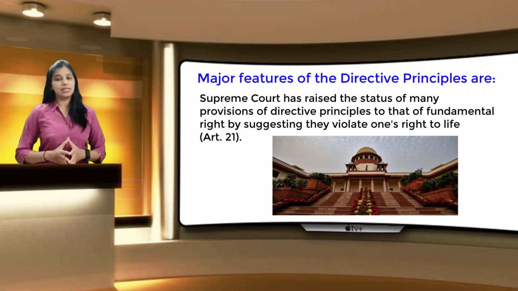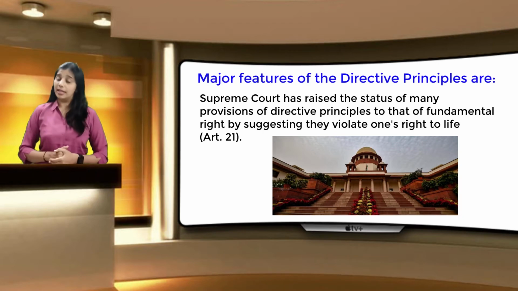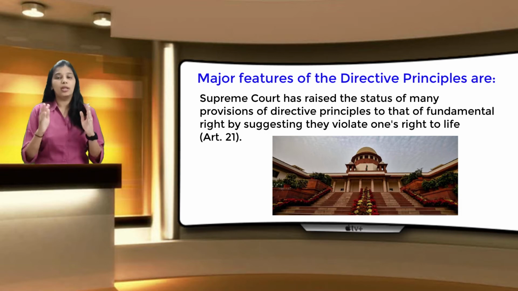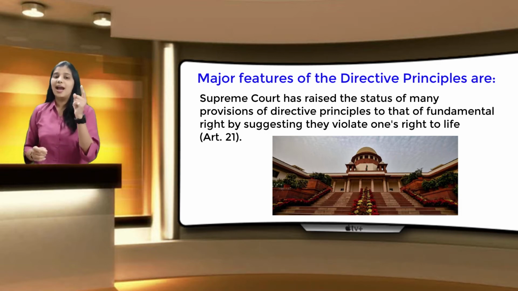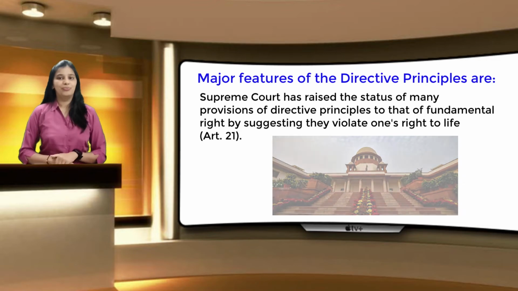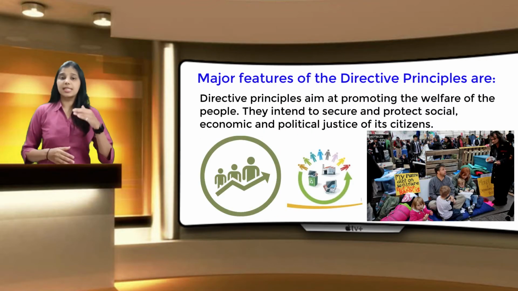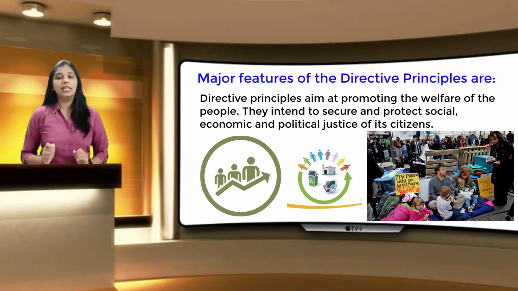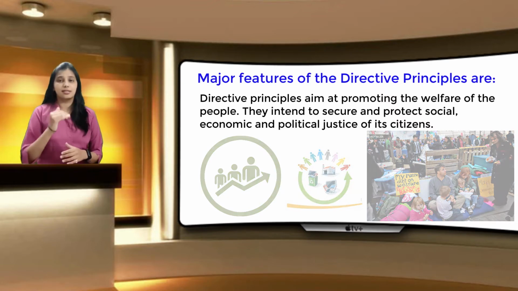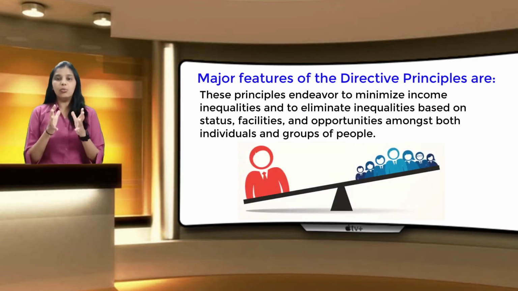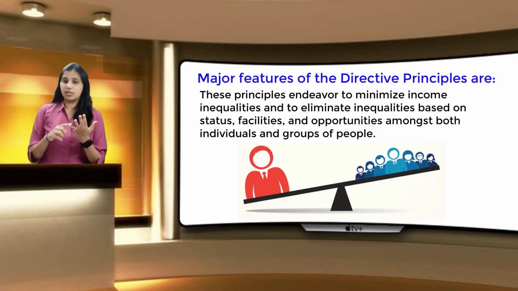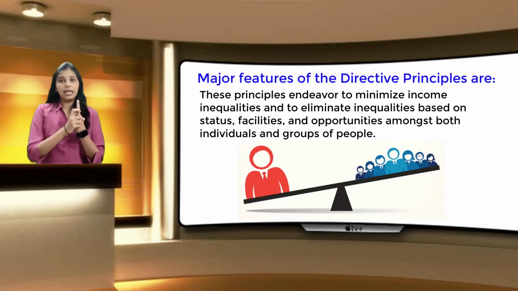Fourthly, the Supreme Court has raised the status of many provisions of the directive principles to that of the fundamental rights by suggesting that they violate one's right to life, that is Article 21. I hope you remember. The next is that the directive principles aim at promoting the welfare of the people. They intend to secure and protect social, economic and political justice for its citizens. These principles endeavor to minimize income inequalities and to eliminate inequalities based on status, facilities, and opportunities among both individuals and groups of people.